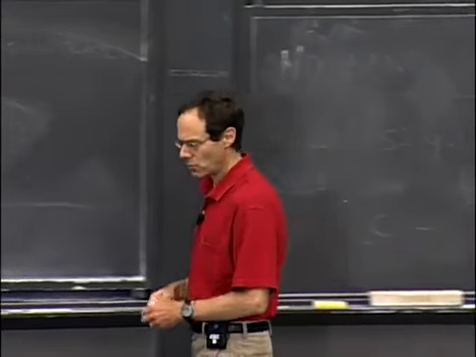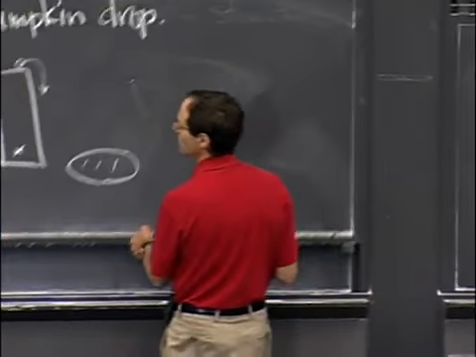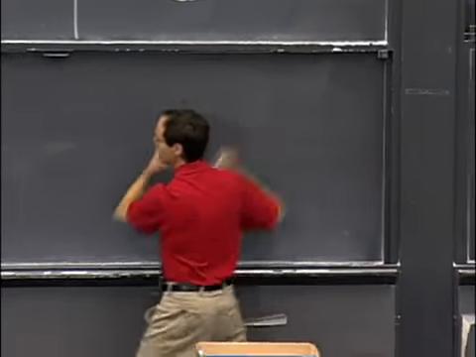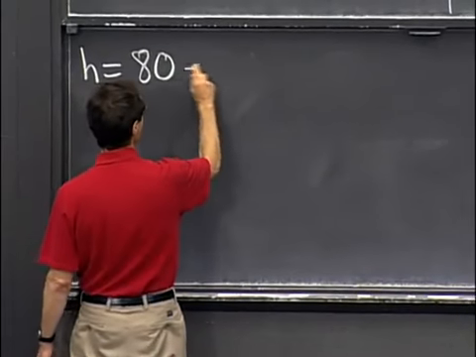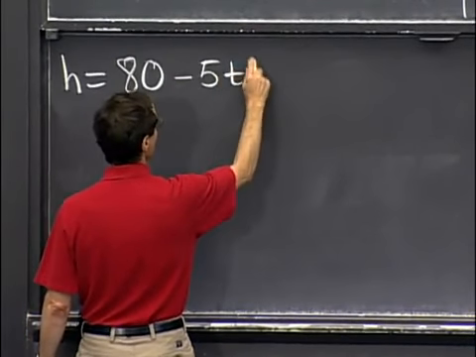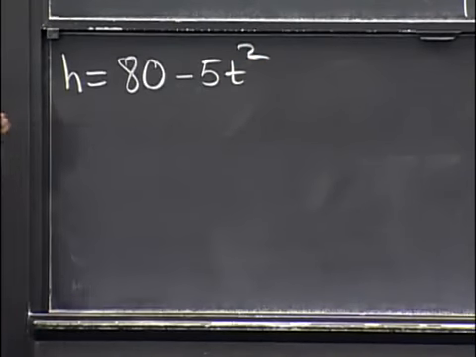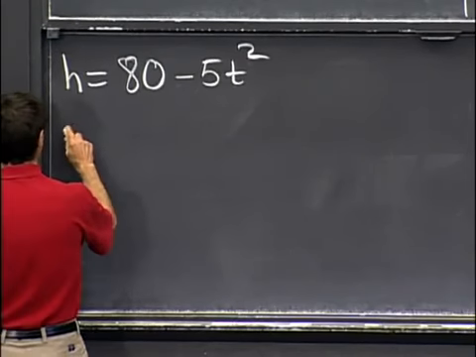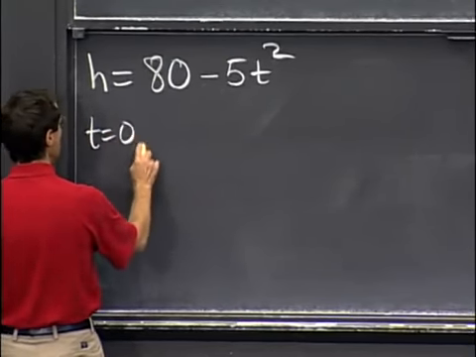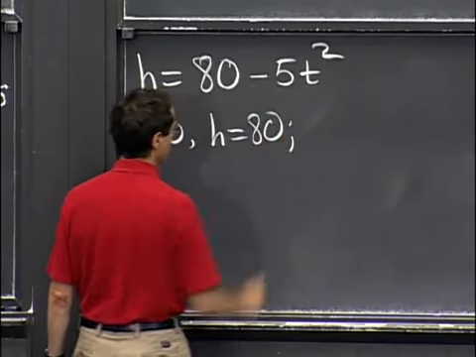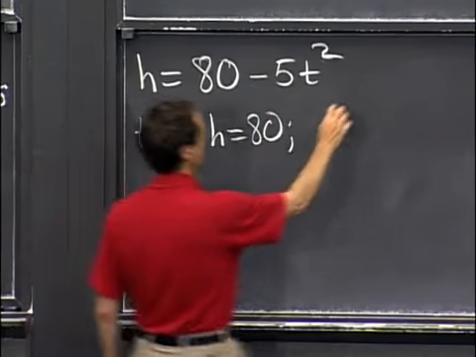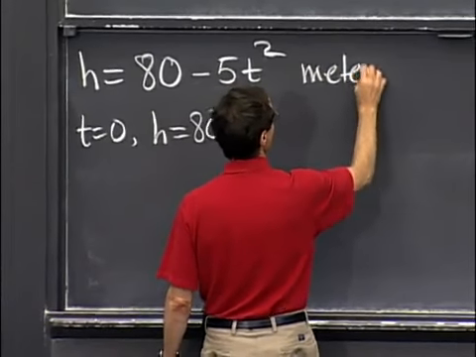Okay, so we have the height, which starts out at 80 meters at time 0, and then the acceleration due to gravity gives you this formula for h. This is the height. So at time t equals 0, we're up at the top. h is 80 meters. The units here are meters.